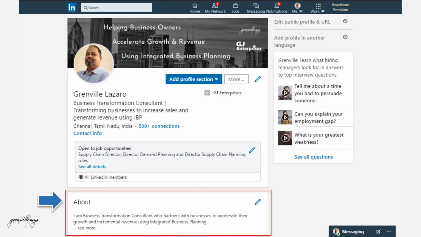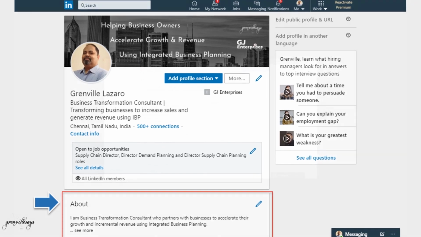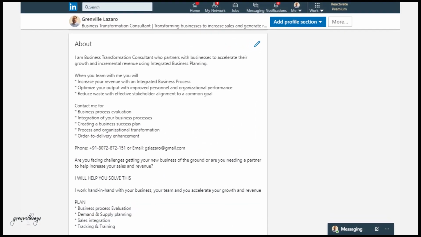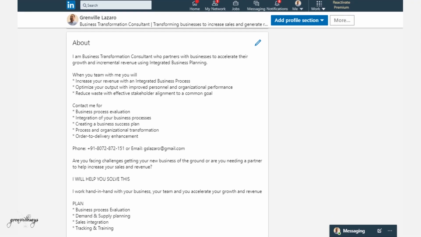The next section is the About section, and as per me, one of the most important parts of your profile. Whether you are in business or whether you are someone looking for a relocation, this section is the place you can showcase what you want to communicate to prospective recruiters or companies as well as customers. I have drafted my About section to project what I do in my business.